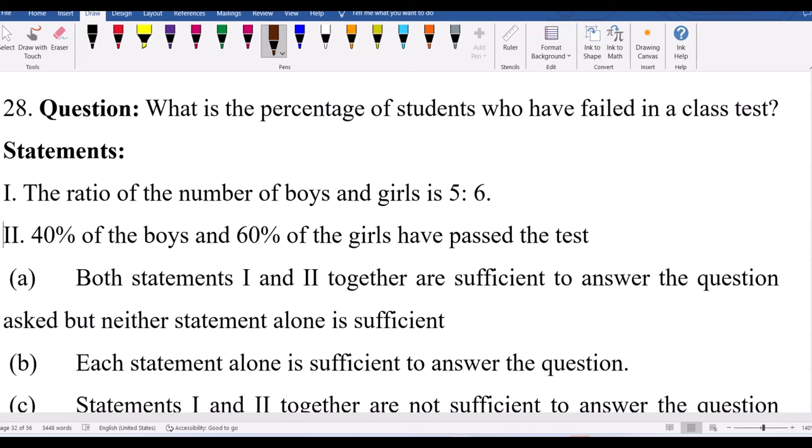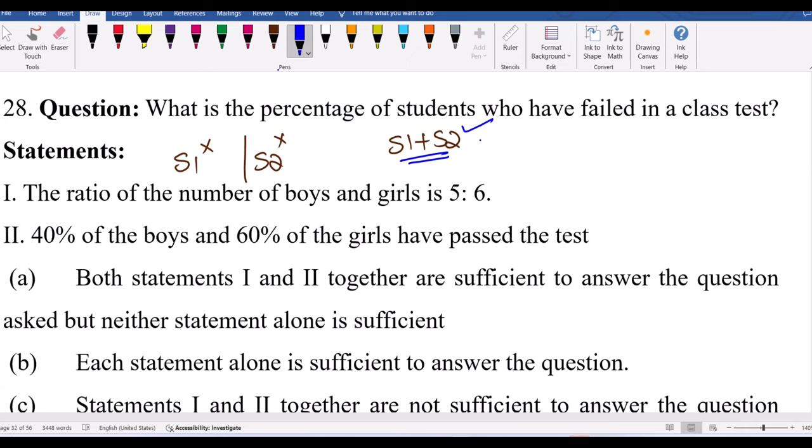Now, percentage of students who failed in a class. One alone, they said only the boys and girls ratio. With that, failed, I cannot say. Two alone, 40% of the boys and 60% of the girls passed. But what are the boys and girls? Two alone also, I cannot say actually. Together, possible or not, we have to check. Listen, yeah, together, it seems possible to me. Let me go ahead, okay.